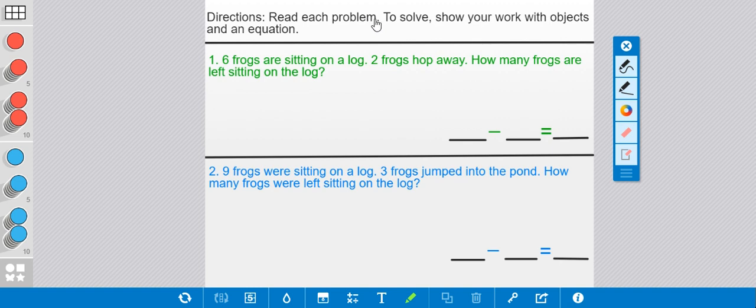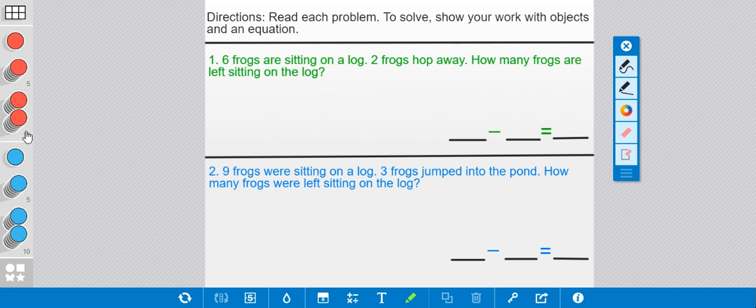Read each problem. To solve, show your work with objects and an equation. So I'll read the first story problem and then it'll be your turn. All right, my turn first. 6 frogs are sitting on a log. 2 frogs hop away. How many frogs are left sitting on the log? So we want to find out how many frogs are left after 2 frogs hop away.